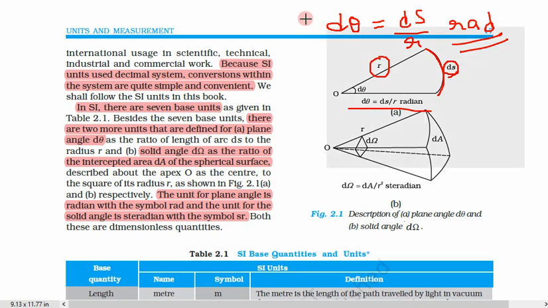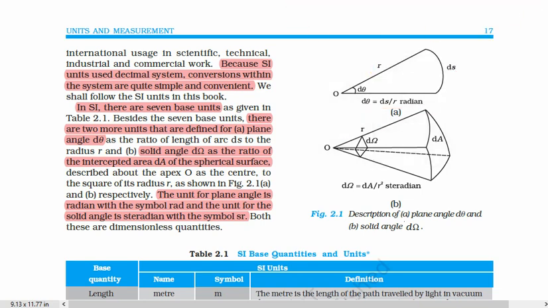Now let us see what a solid angle is. Now we know a circle is a 2D structure. But what are 3D structures? 3D structures are sphere, cube, cuboid. A sphere is a 3D structure. A circle is a 2D structure. So what is different? This is only in plane, but a sphere is a 3D structure.